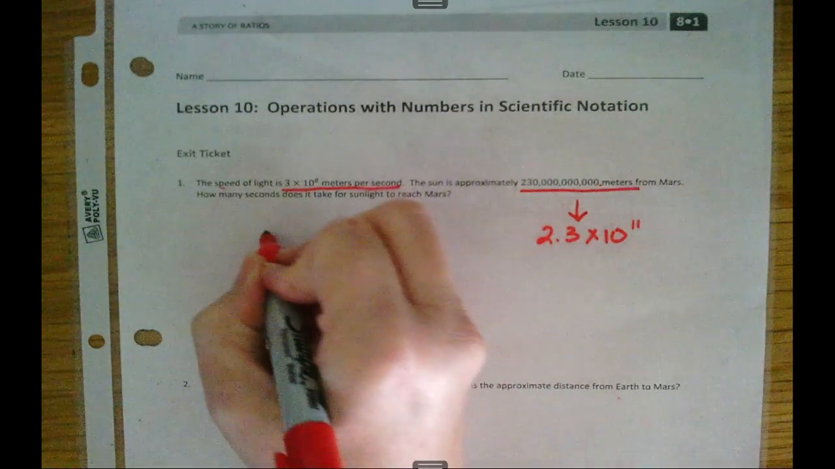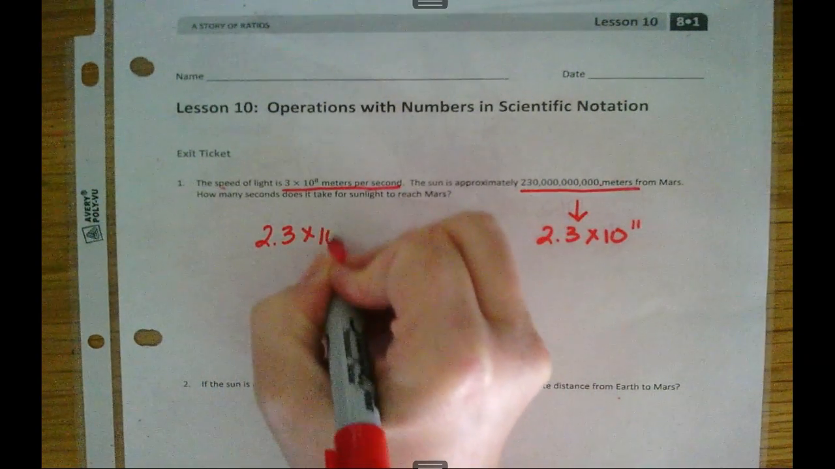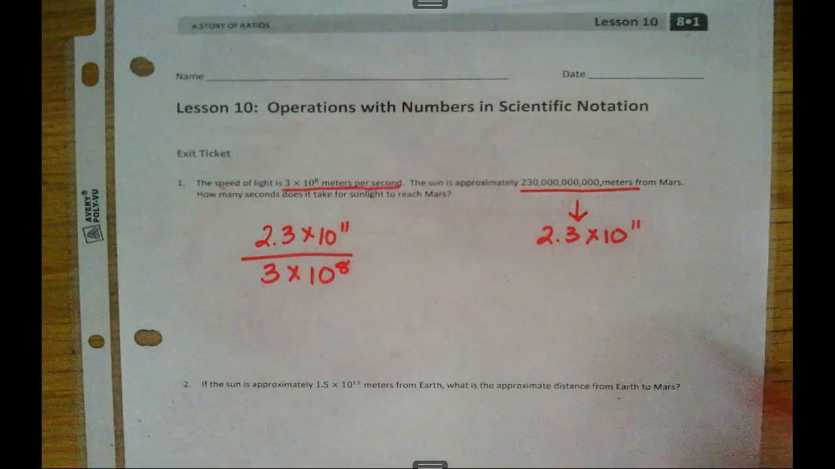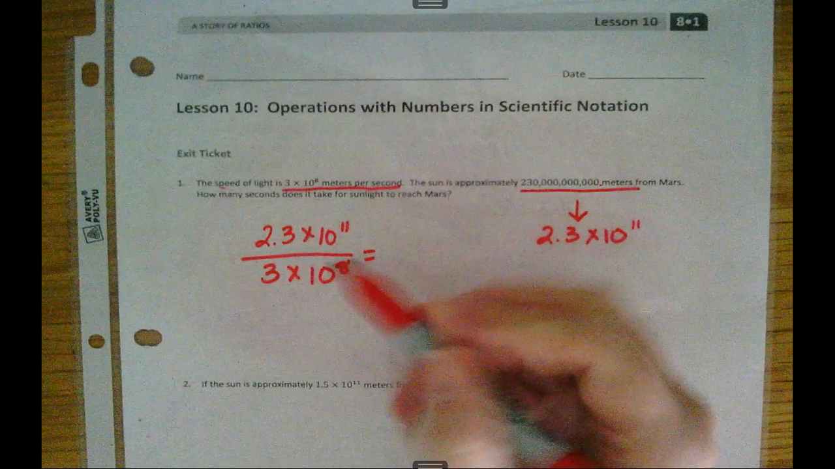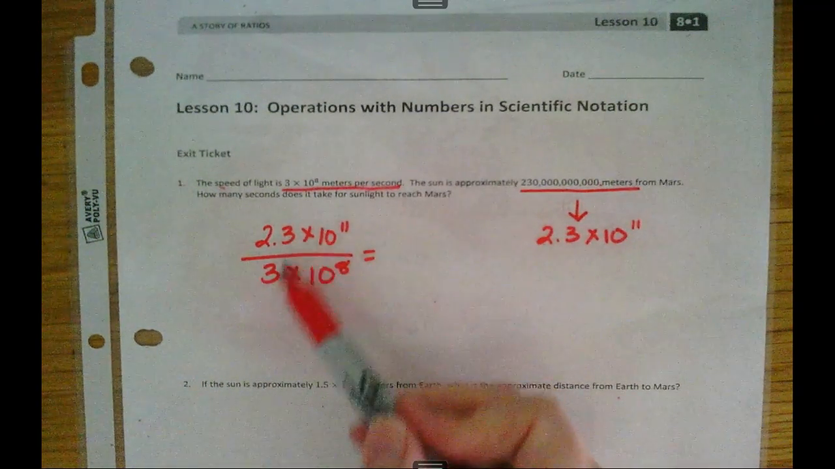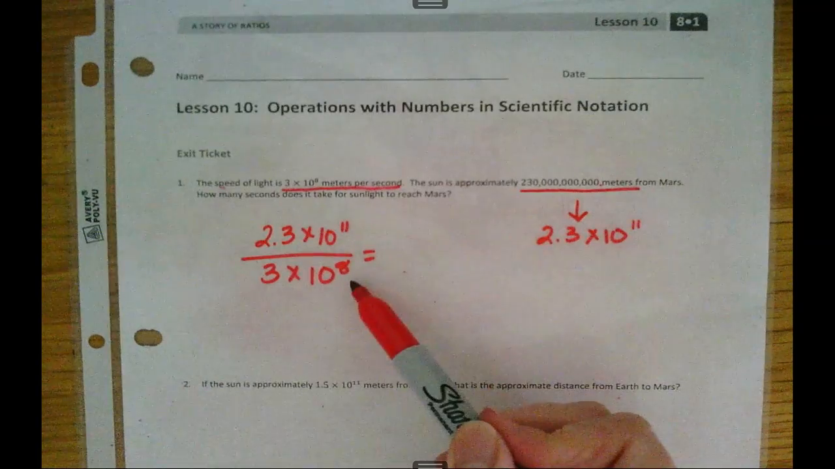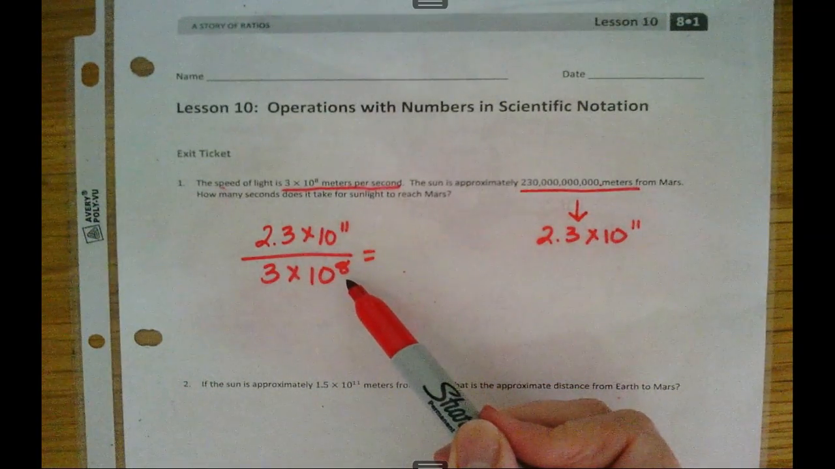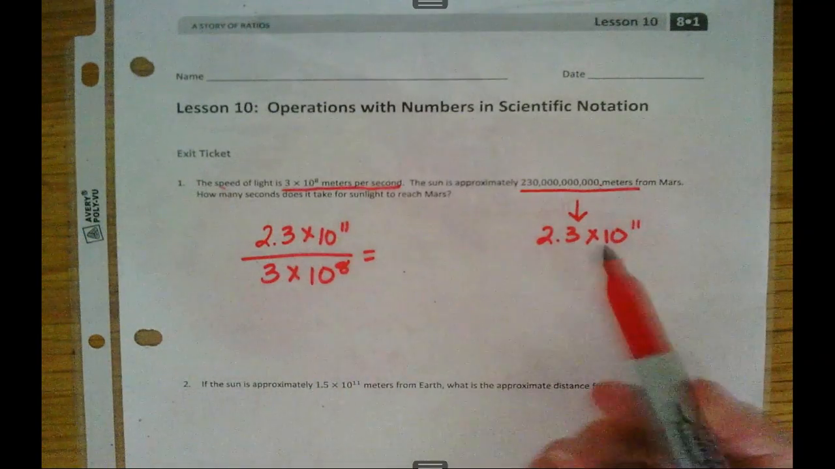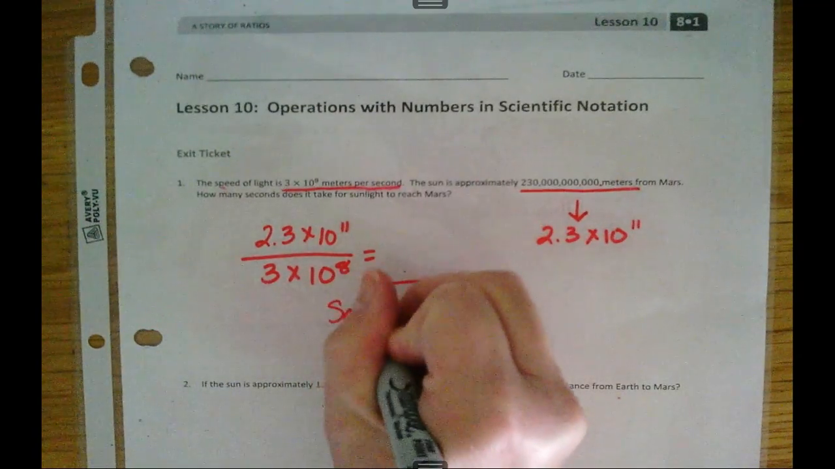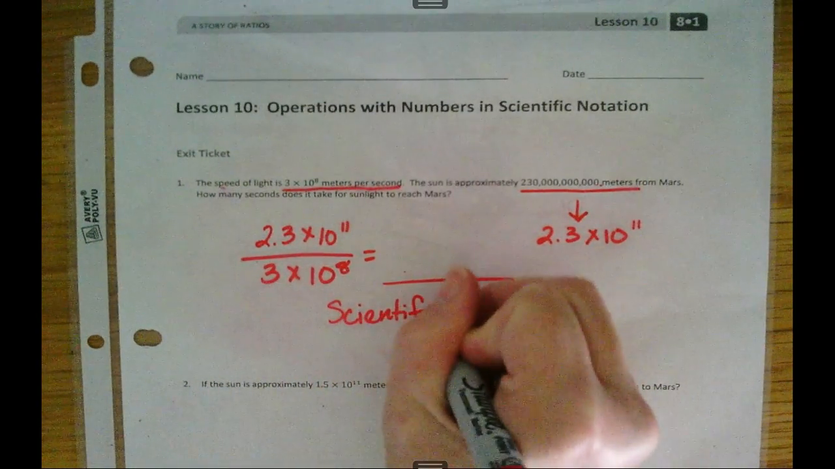Now I'm going to take this distance, 2.3 times 10 to the 11, and I'm going to divide by the speed. And so you will need to write out the division problem. Divide these using your calculator, round to 2 decimal places, and then you have 2 powers of 10, so you're going to subtract exponents. Once you have this new number, you're going to need to check and see if it is in proper scientific notation. And if it is not, you're going to need to rewrite it in scientific notation.